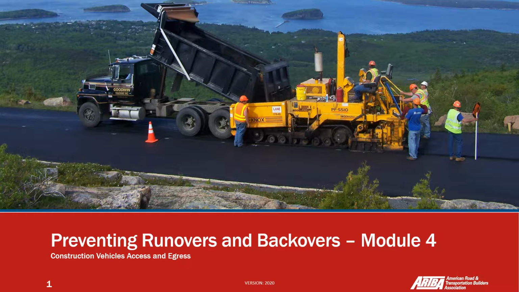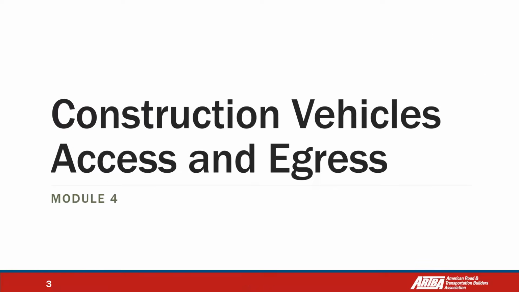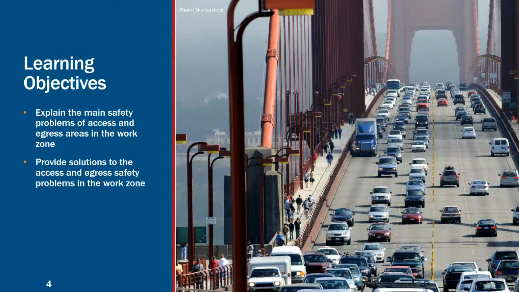It could be worse if we have workers in the access zone, or parked vehicles in the access zone, or just equipment working in the access zone. It could create a problem for the operator. Okay. So what are our objectives today? Explain the main safety problems of access and egress areas in the work zone, and provide solutions to the access and egress safety problems in the work zone.